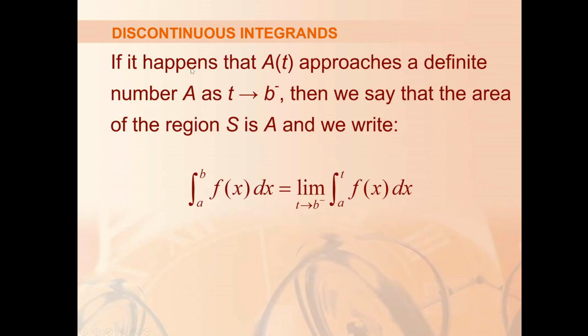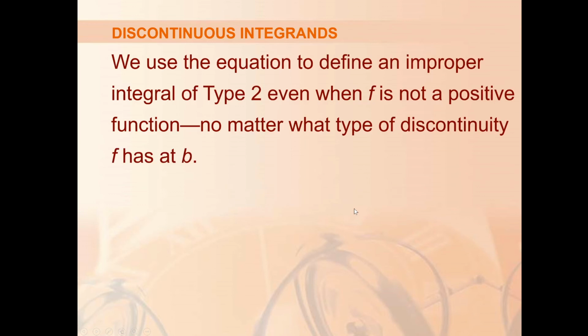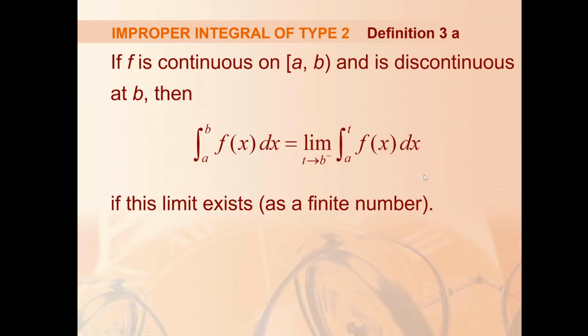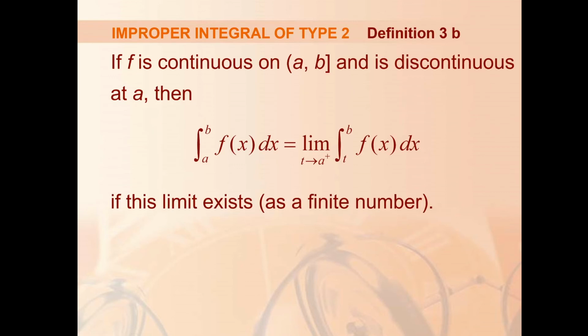For this continuous integrand, if it happens that a of t approaches a definite number, a, as t approaches b from the left-hand side, then we say that the area of the region S is a, and we write it like this. It is a one-sided limit, and we use the equation to define an improper integral of type 2, even when f is not a positive function, no matter what type of discontinuity f has at b. Okay, so now we'll look at an example in a minute.